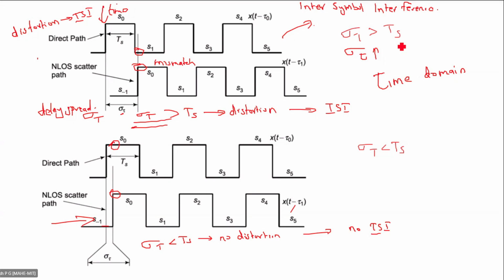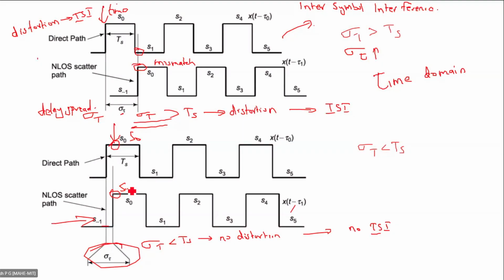So that is all about the first case. But if you look at the second case, you can see that sigma tau is less, right? In the second figure, sigma tau is very small compared to Ts. At this time, the receiver can have S0 in both. In the first case it is S0, and in the second case it is S0. So it can easily recover the first symbol, S0.